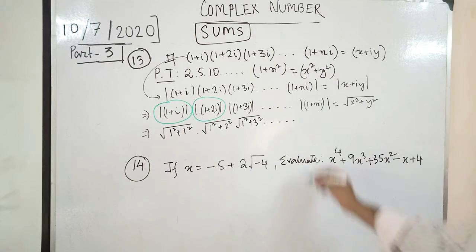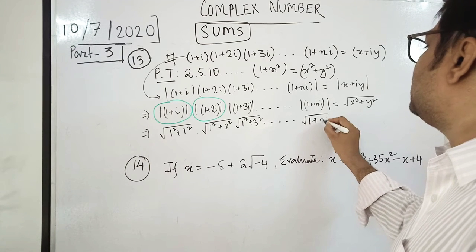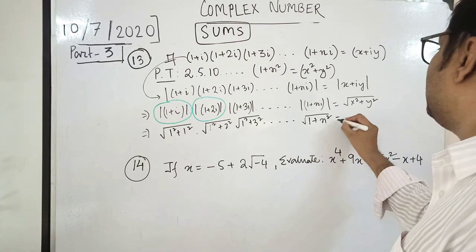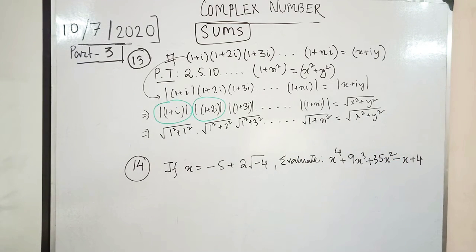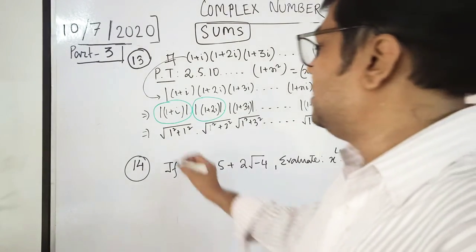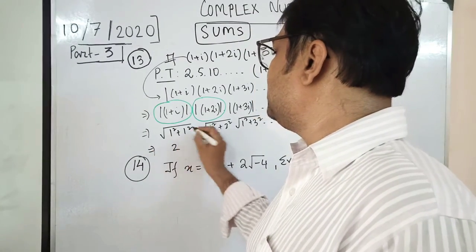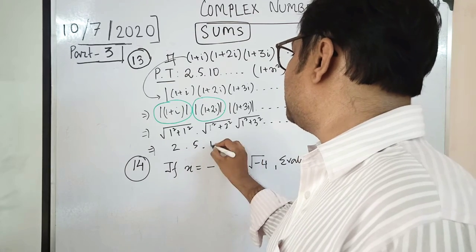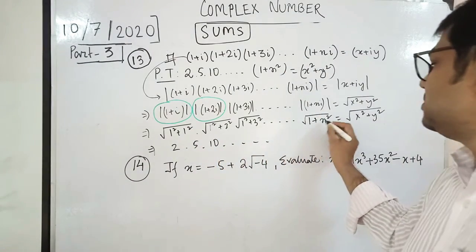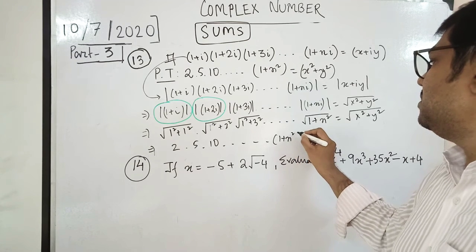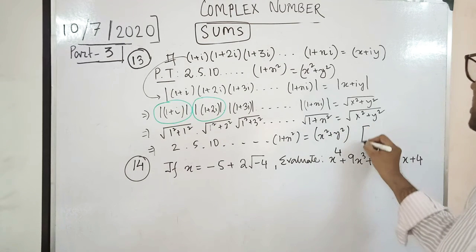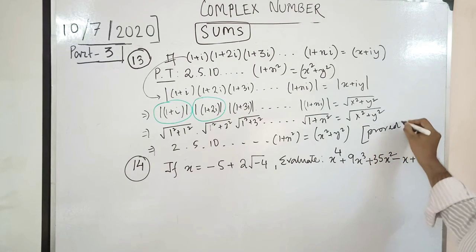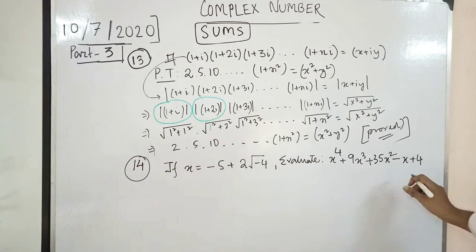I hope you are getting how this is coming out. Now the last one will be 1 plus n square, and that is equal to root over x square plus y square. So when you square both sides, you get the answer. If you square it, this root is removed, this becomes 5, this becomes 10, and all this till this root will also be removed. So this side it will be x square plus y square, and you got the thing which is to be proved. So this is number 13.